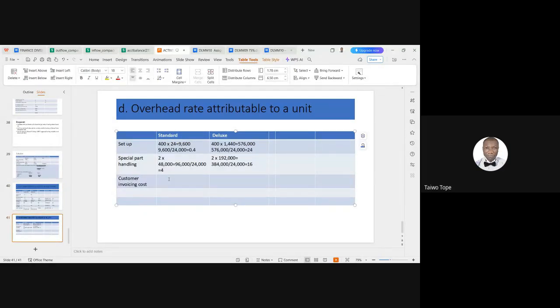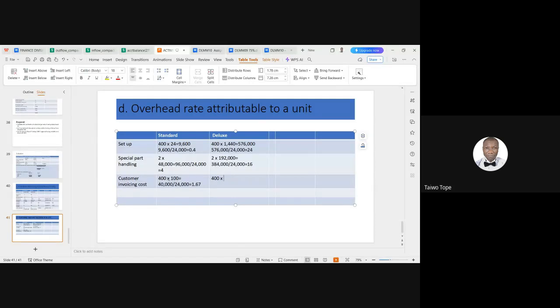Overall cost for standard, it will be 100 multiplied by 400. We have what here? 40,000. So for 1 unit, it will be divided by 24,000. So this will be 1.67.